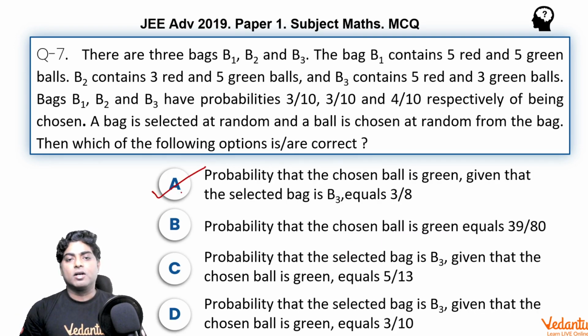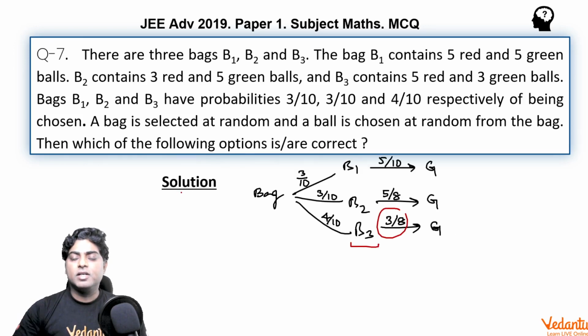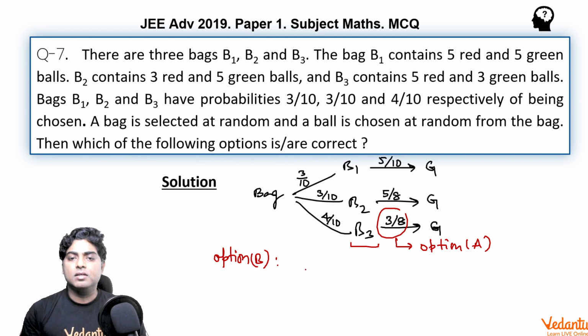Right. Coming to option B, the probability that the chosen ball is green. So we need to find, so green can come from bag 1, bag 2, bag 3. So probability of green, this was option A is correct. Now coming to option B, I am writing, see probability of green ball.